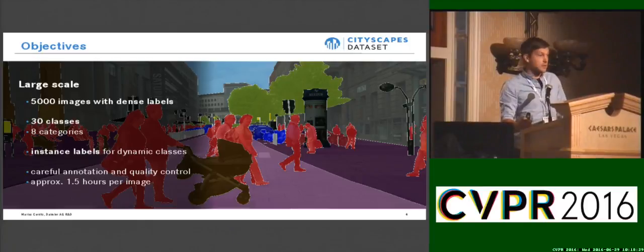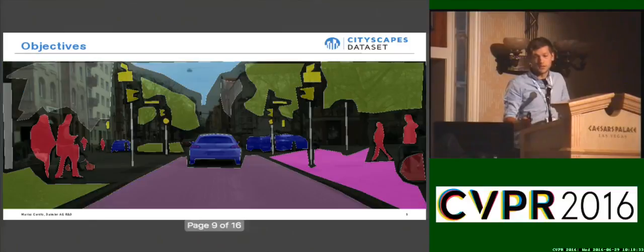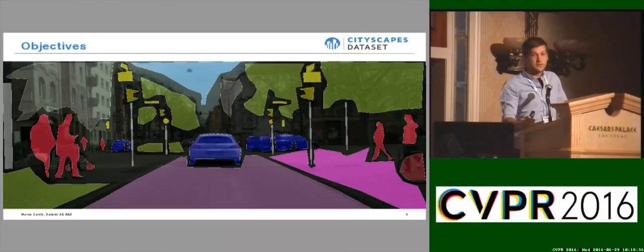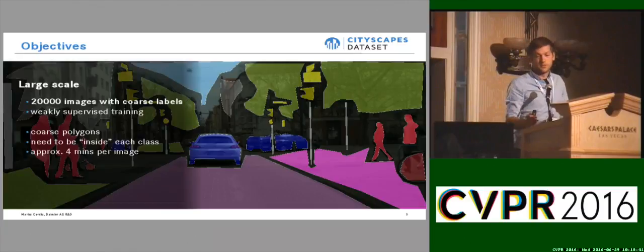Since this type of annotation, paired with a sophisticated quality control, was pretty time consuming, we also propose a second type of annotations. And this is what we call our coarse annotations. Here the idea is to maximize the number of annotated pixels per minute of annotation time. So we have 20,000 images with this type of annotations. That's, for example, useful for some kind of weakly supervised training. And these coarse polygons are required to be inside each class, and in doing so the annotated pixels are correctly annotated, but of course the density is not 100%.